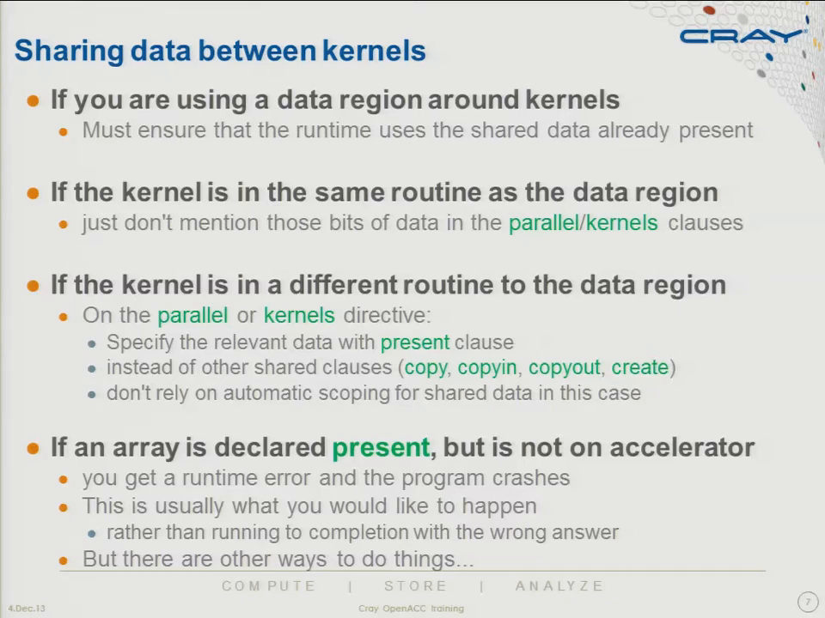This is what we've been talking about before. This was to do with present, that if you want to share data between kernels, then instead of saying copy, copyin, copyout, create, you just use present. And then it has to be there on the GPU. And it will use the version that's on the GPU. And it will check whether it's there. If it's not there, you get a runtime error. And it does this because the compiler and the runtime maintain a table that knows which CPU memory addresses have been mapped onto the GPU and where they are in the GPU memory. And so it checks this table to see whether it exists there or not.